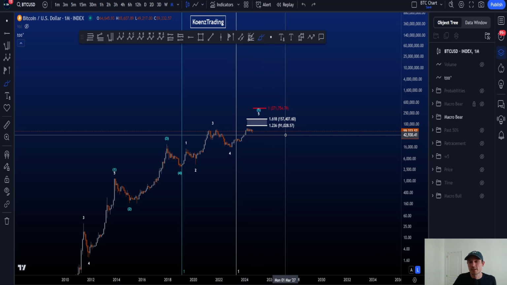However, as an Elliott Wave analyst, you always need to also have a bearish scenario, and I have two scenarios prepared for you.